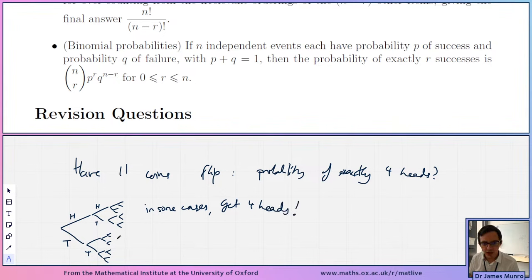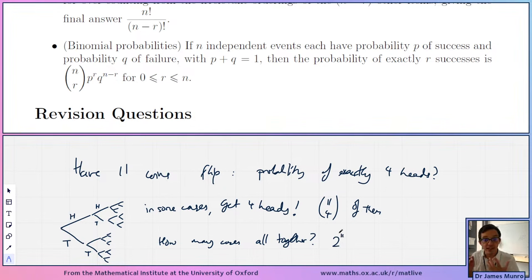How many of them? Well, there are 11 coins and I want 4 of them. Pick 4 of them for the ones that come up heads, which is some number that we can work out with factorials. How many cases are there altogether? After 11 flips, there are 2 to the power of 11 things that can happen as I toss these 11 coins. So the probability is the number of ones that work, 11 choose 4, divided by 2 to the 11, the number of things that can happen.